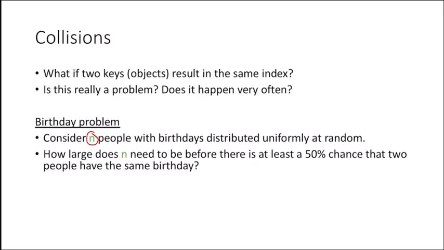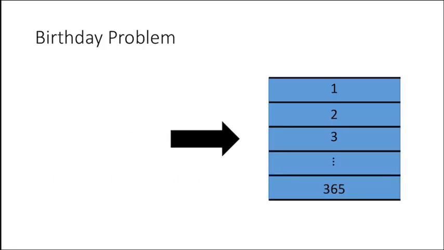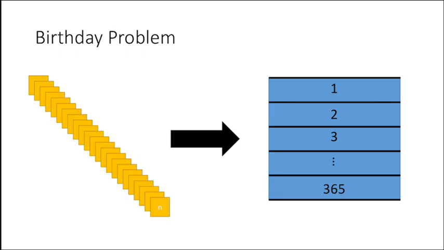The question is, how large does n need to be before there's at least a 50% chance that two people have the same birthday, which would mean two objects collide inside the hash table? So that's the first question here. You could think of this as, we've got a bunch of people, a bunch of objects, and we're going to map those into a hash table of size 365. How many do I have to have before there's a 50% chance of collision?